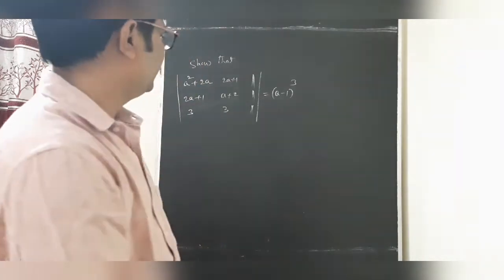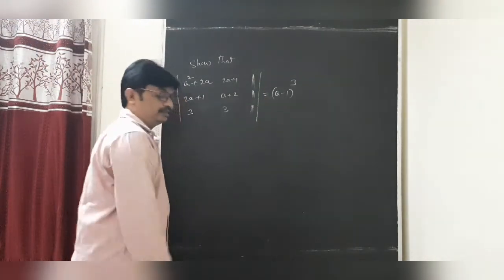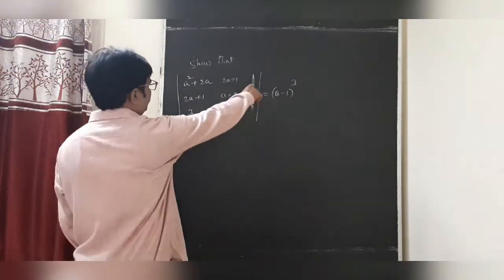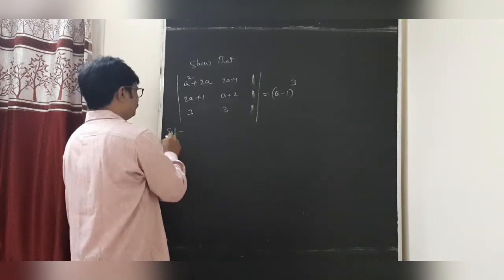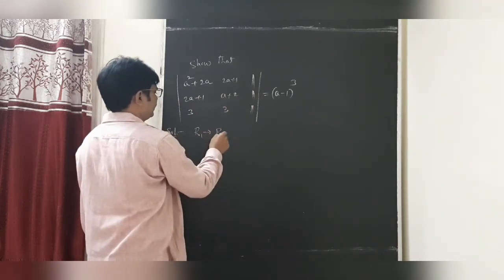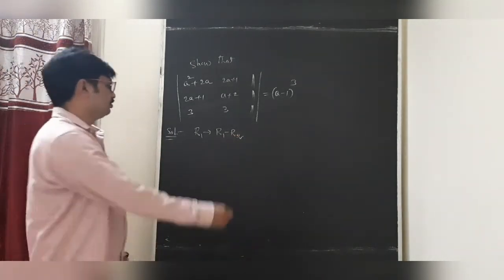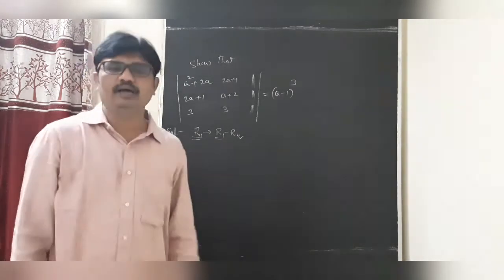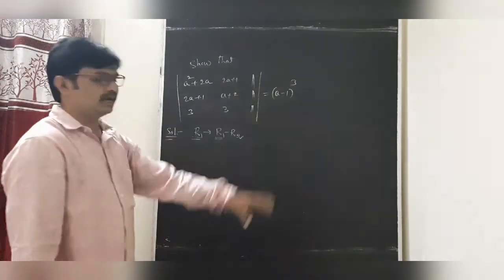Okay, students, how to find the determinant? When you observe either a row or a column where each element is equal to 1, then it will be very easy to find the determinant. Here the third column is all 1. So first, this is row 1, this is row 2. R1 is replaced by R1 minus R2. That means R1 changes to R1 minus R2.